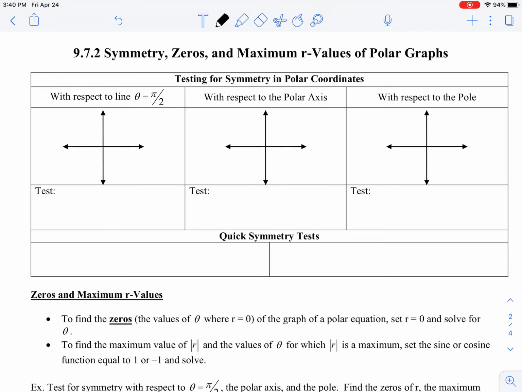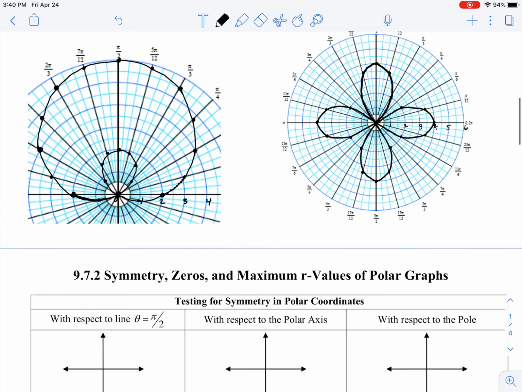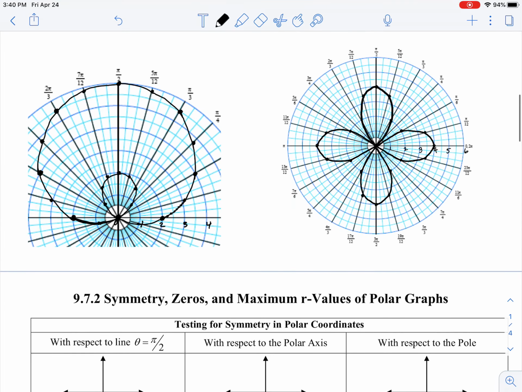Previously, when we learned how to graph polar equations, we noticed that some of our resulting polar graphs demonstrated some types of symmetry. If we look at the first two graphs we graphed at the beginning of 9.7, this first one that we see here is known as a limaçon.